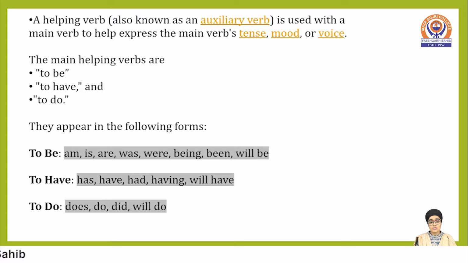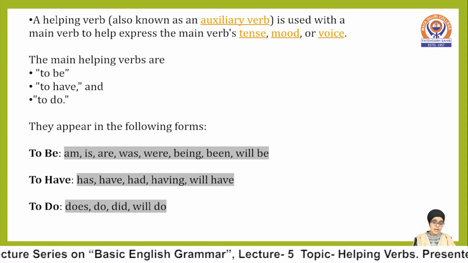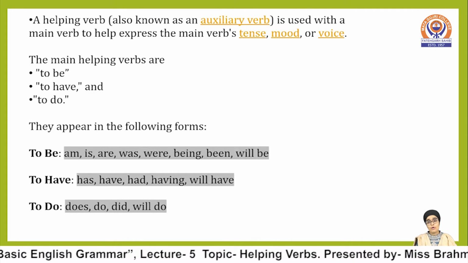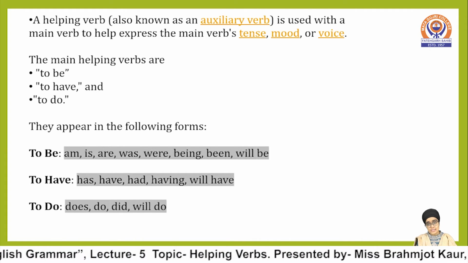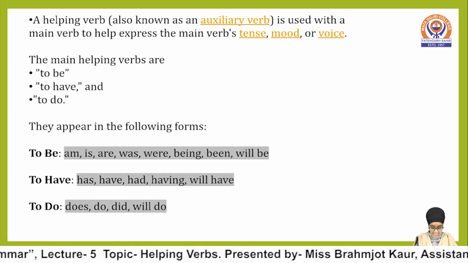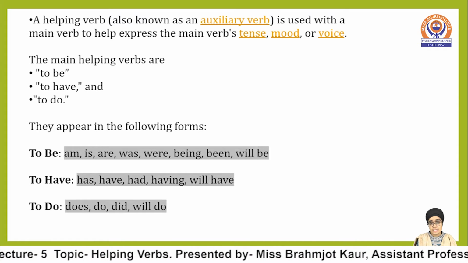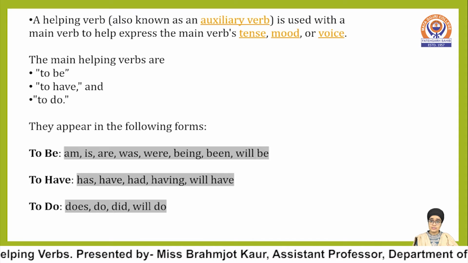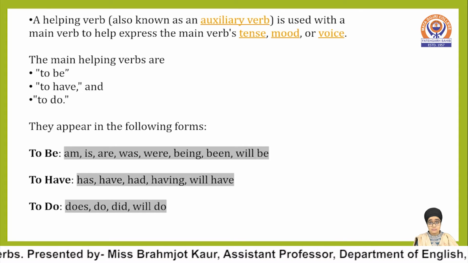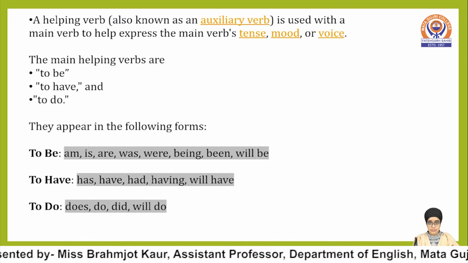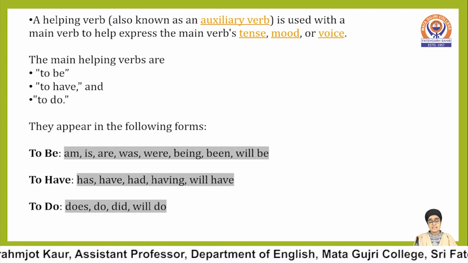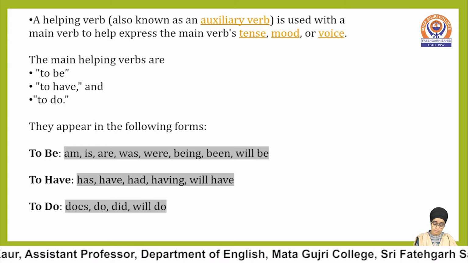Helping verbs, also known as auxiliary verbs, are used with the main verb to help express the main verb's tense, the mood, or the voice. There are two voices, active voice and passive voice. We'll be doing them in detail in the sessions to come. In the active voice, the doer of the action, that is the subject, is more important than the action itself. But in the passive voice, the action takes precedence. The action is more important.